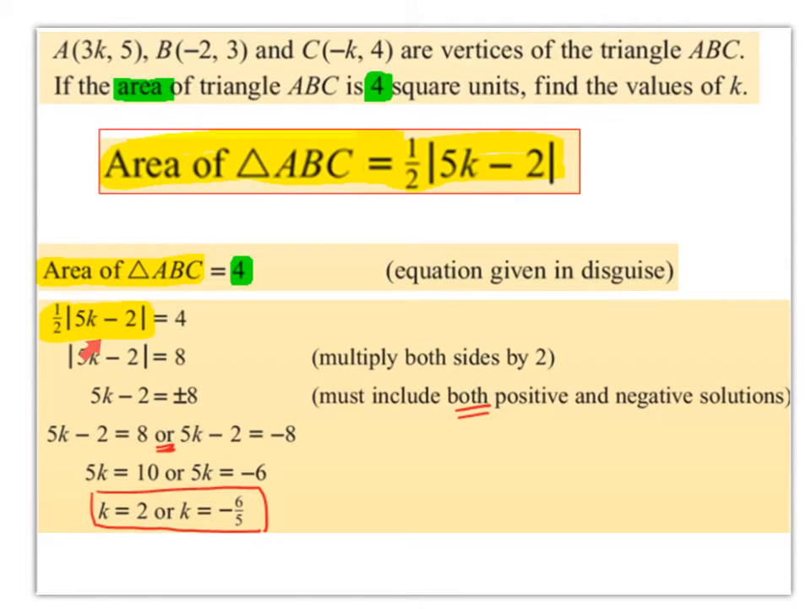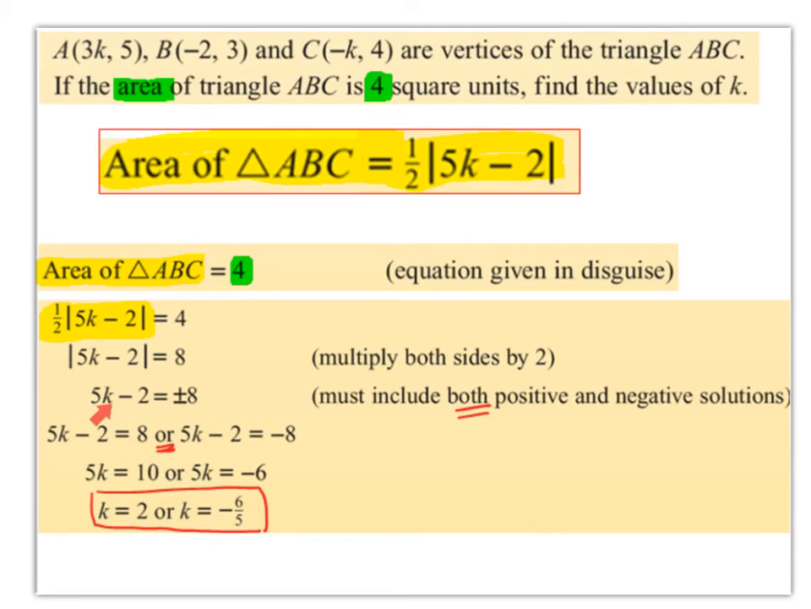So now we need to get rid of the modulus symbol. And we're going to do that by rewriting as 5k minus 2 is equal to plus or minus 8. We must include both positive and negative solutions. So we'll have 5k minus 2 is equal to plus 8. So 5k is equal to 10. So k is equal to 2. So 2 is one of our solutions.